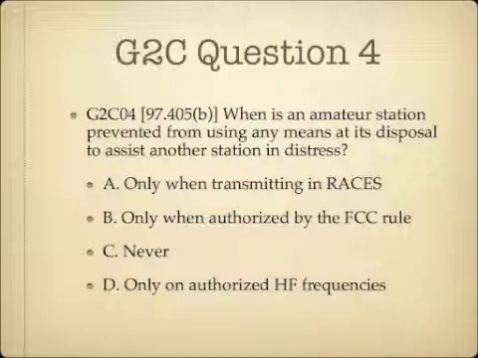Question 4. When is an amateur station prevented from using any means at its disposal to assist another station in distress? A. Only when transmitting in RACES. B. Only when authorized by the FCC rule. C. Never. Or D. Only on authorized HF frequencies.